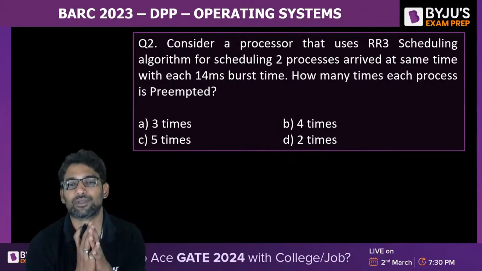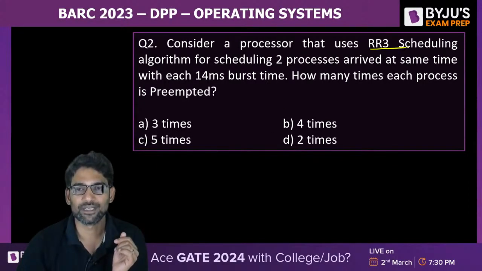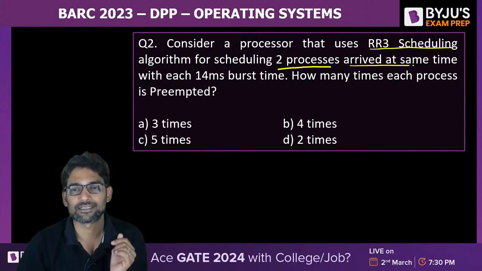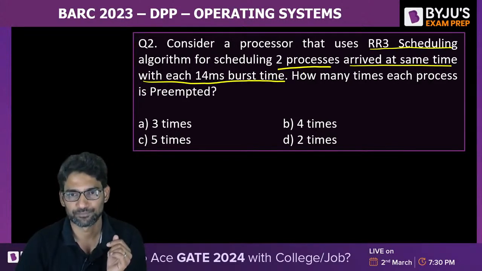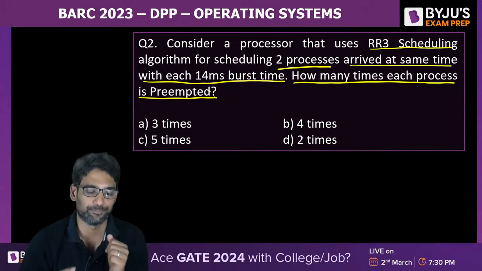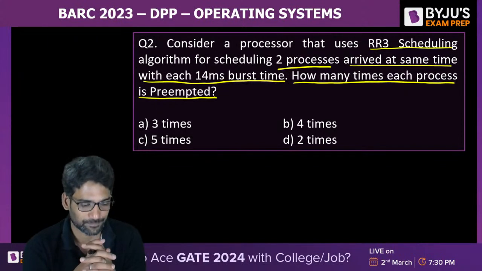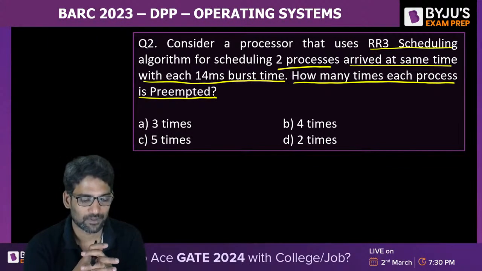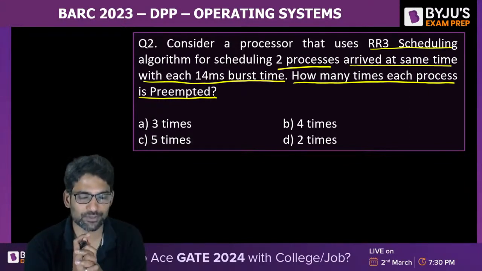Question number 2. Consider a processor that uses the RR3 scheduling algorithm for scheduling two processes that arrived at the same time, each with 14 millisecond burst time. How many times is each process preempted? Solve it quickly, guys, and give your answer in the chat box.